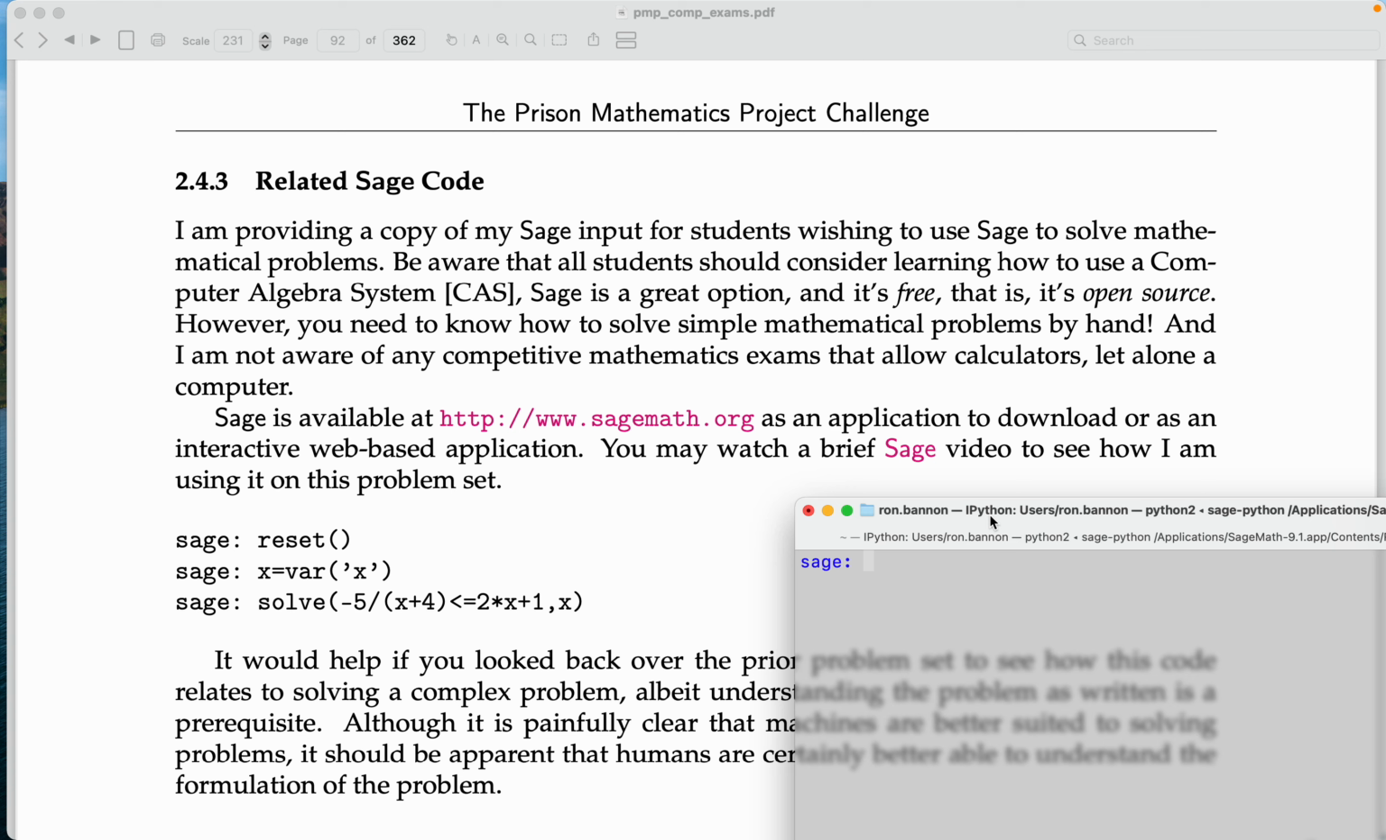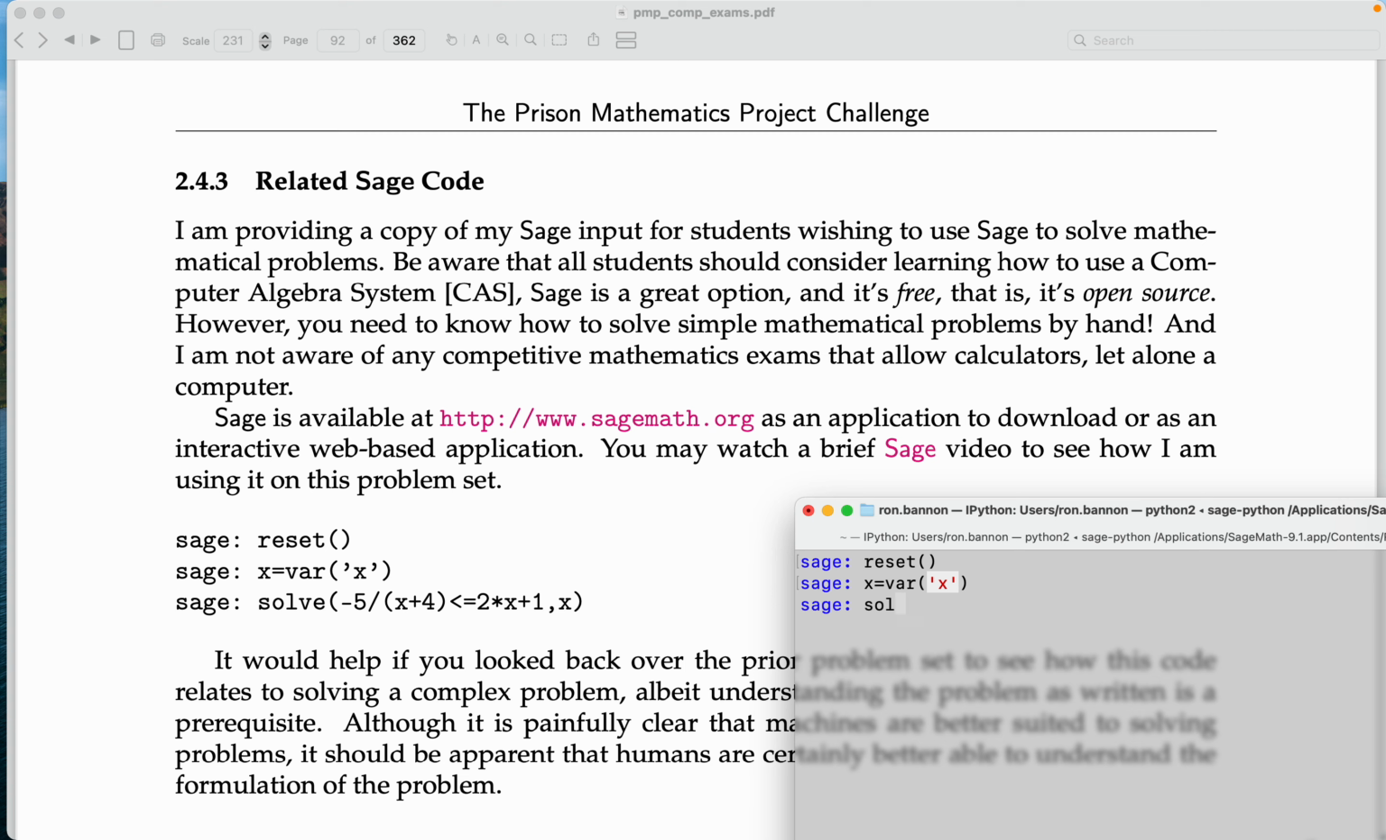2.4.3. Again, it's related Sage code. Basically, I'm going to type in the code. I see the reset. We've been doing this for some time now. Reset basically just clears out the memory. And then I'm going to define a variable. Now in Sage, x is already a variable, but I still like to declare it. It's a good habit to get into when you're programming.